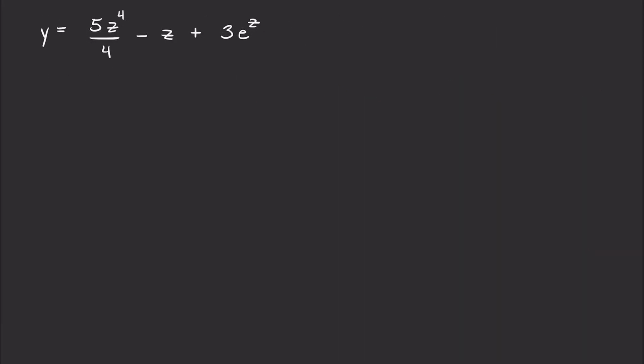Okay, our next function, we have 5 times z to the 4th over 4 minus z plus 3e to the z. So for our derivative of y with respect to z, do our first term. So we get 5/4 out front. Then we do our power rule. So we bring down our power of 4. And then we need to subtract 1, so that goes to z to the 3rd. For z, we just have a 1 out front. And z to the power of 1 goes to the power of 0, which is just 1.